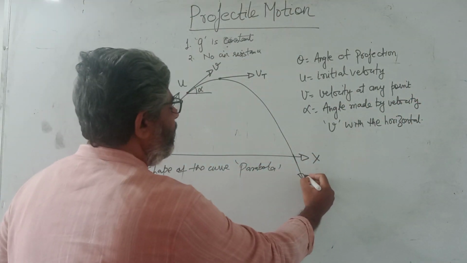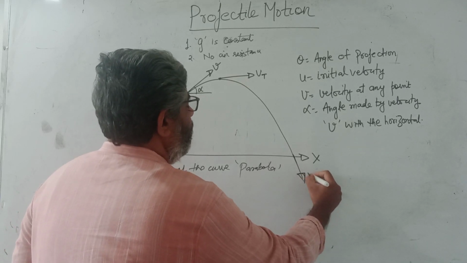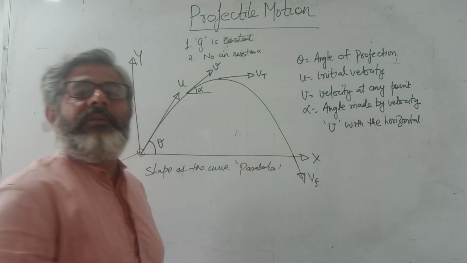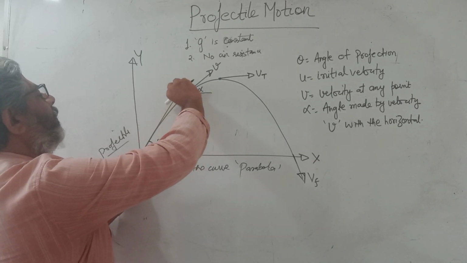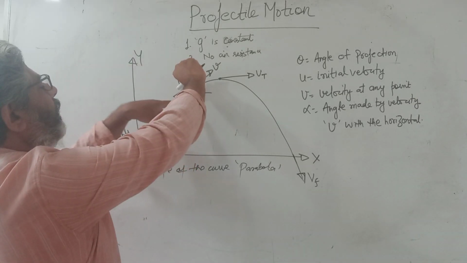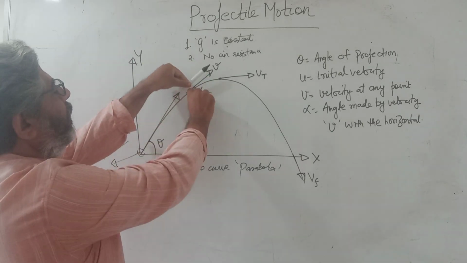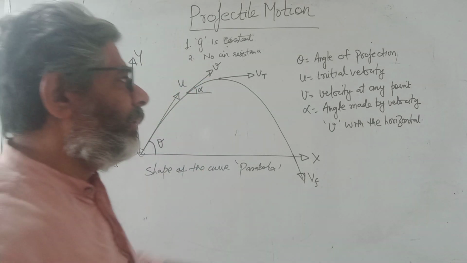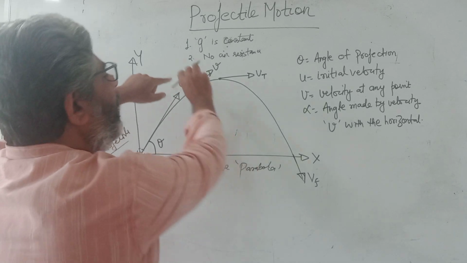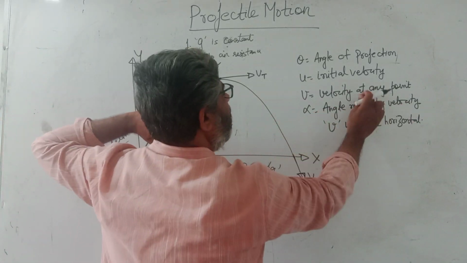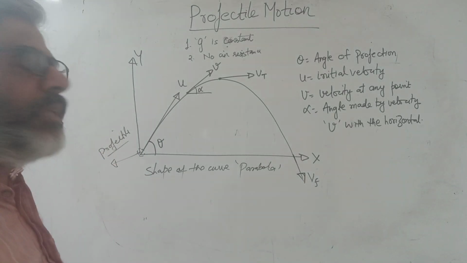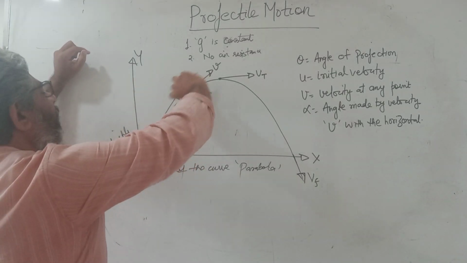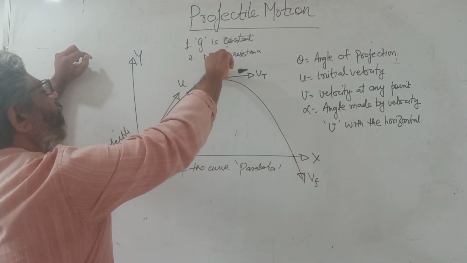This is the final velocity. Now you can see that this angle was theta, but as it goes up and up, then this angle is alpha. Now this is not the angle of projection, remember. Angle of projection is theta, but this alpha is the angle made by velocity v with the horizontal. So it gets reduced to this.